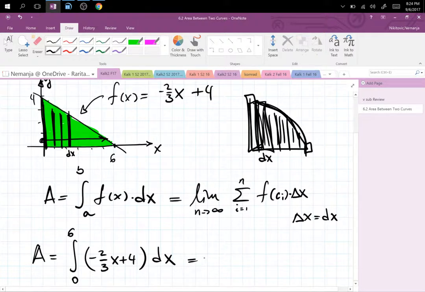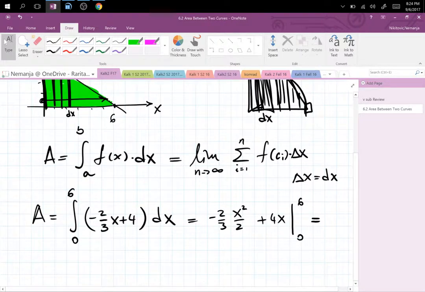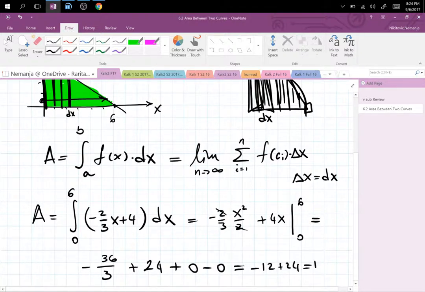And now it's just integration, right? So copy the constant, and then we have x squared over 2 plus 4x computed from 0 to 6. We use the fundamental theorem of calculus, part 1, to compute this, which tells us that you plug in 6 to both terms here, and then you plug in 0. Well, we can cancel these 2's. So we have negative 36 over 3 plus 24 plus 0 minus 0. 36 divided by 3 is 12. Negative 12 plus 24 is 12, which is what we got with the formula.